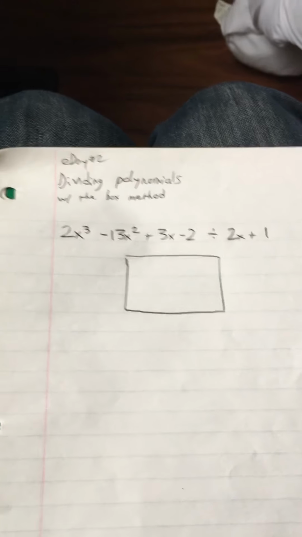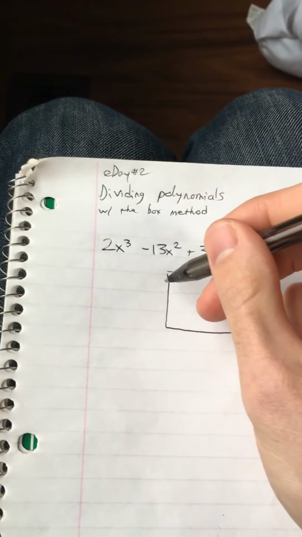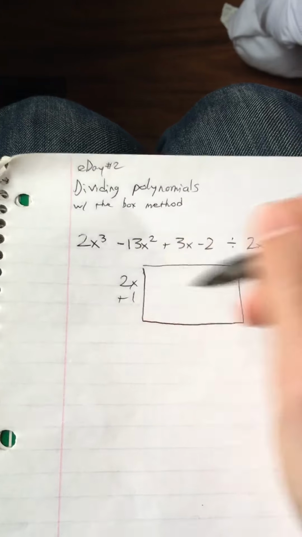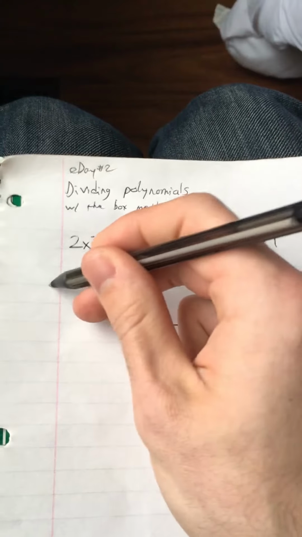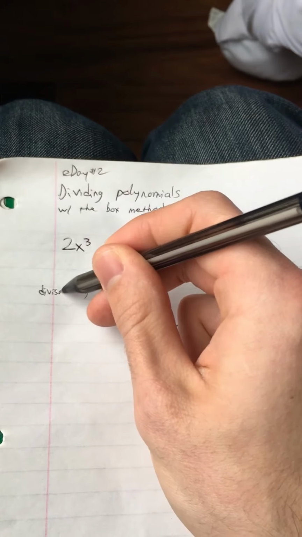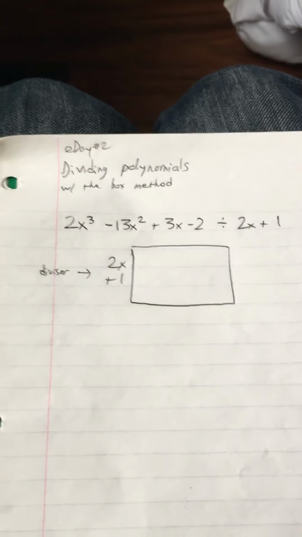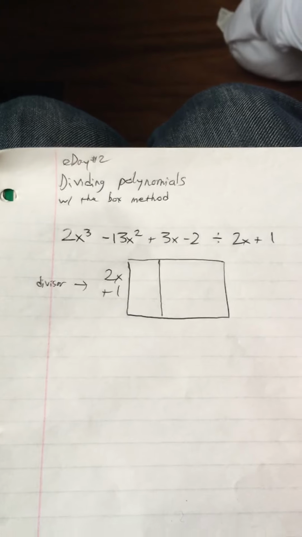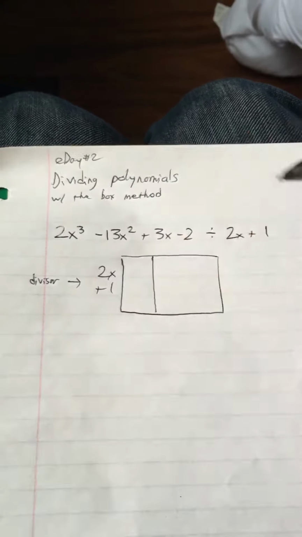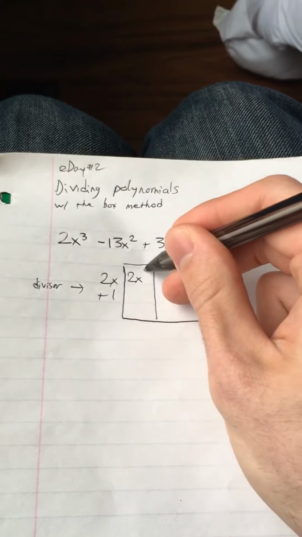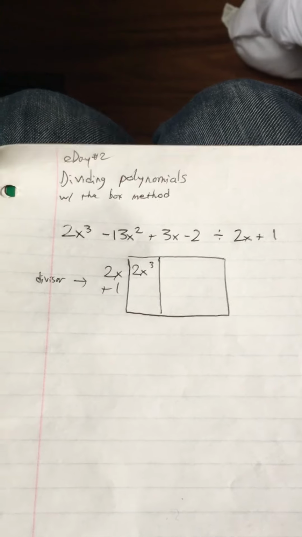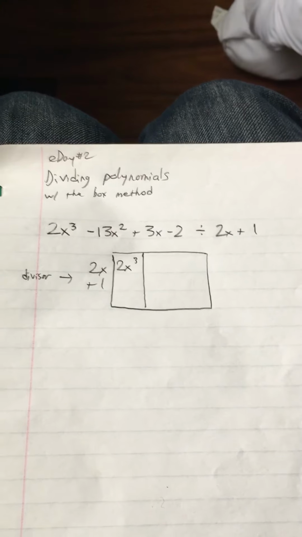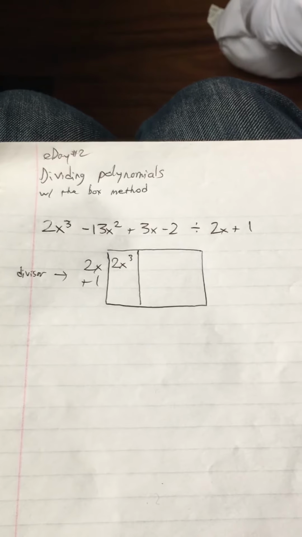And we say, okay, 2x plus 1, that's going to go on the side because that's what we call the divisor. This is called the divisor. And this goes on one side of your box, right? And then we say, okay, the highest term in my polynomial here is this 2x to the third. So we put that in the very first box. And when I say highest, I mean the one with the highest exponent. In this case, the power of 3, okay? And so then we just do the box method, but in reverse.